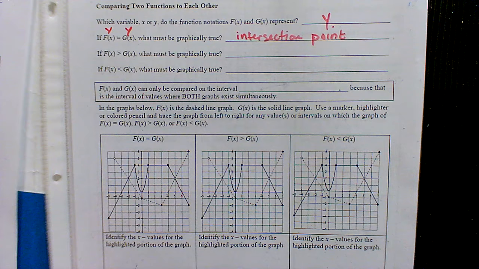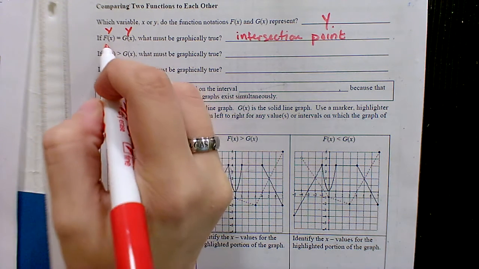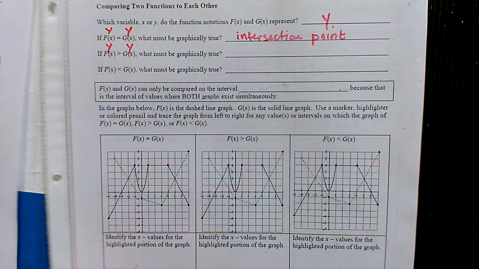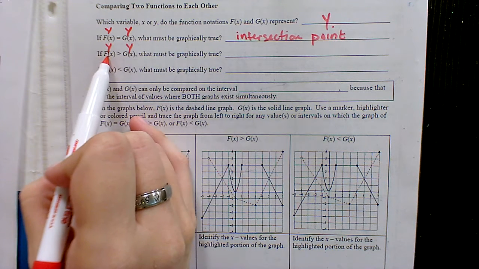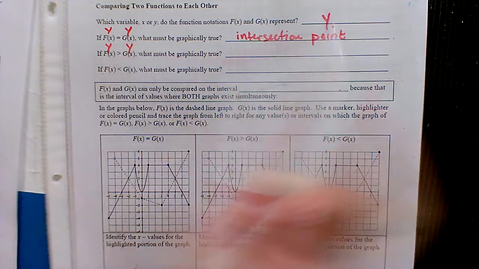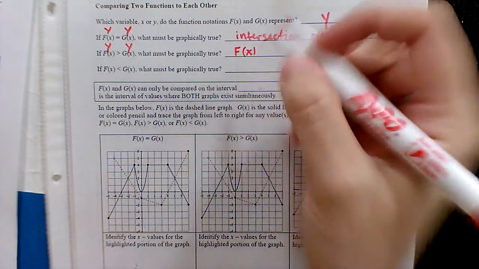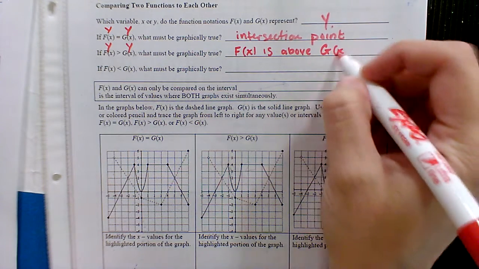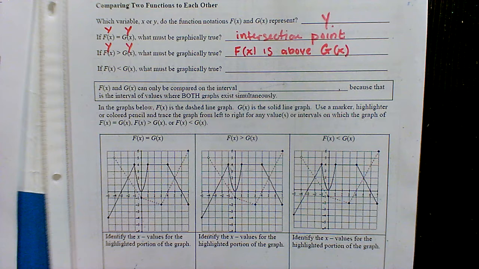What about if the f of x graph was greater than the g of x graph? Meaning the y value from the f graph is larger than the y value from the g graph. Yeah? The y value from the f graph would be above the one from the g graph. Okay, so graphically speaking, the f graph should be above, or larger, or greater than the g graph. So f of x is above the g of x graph in terms of your picture.